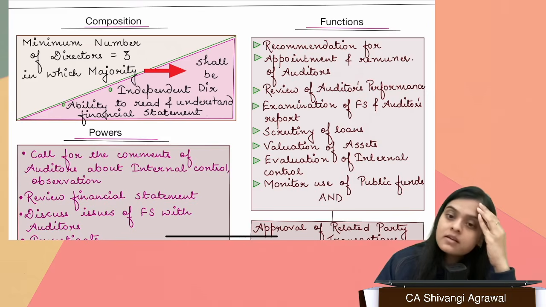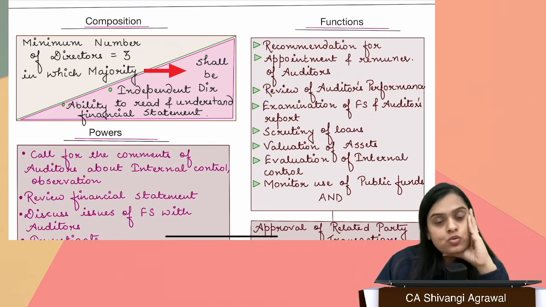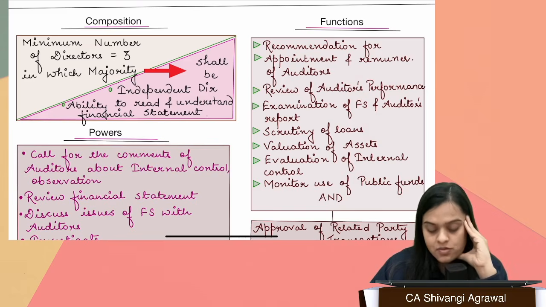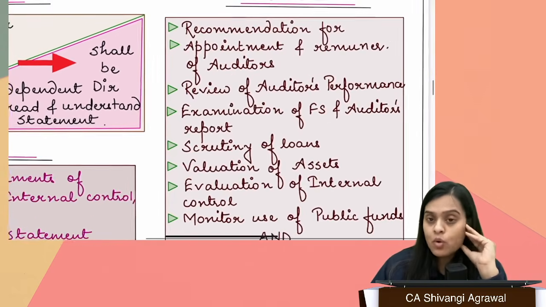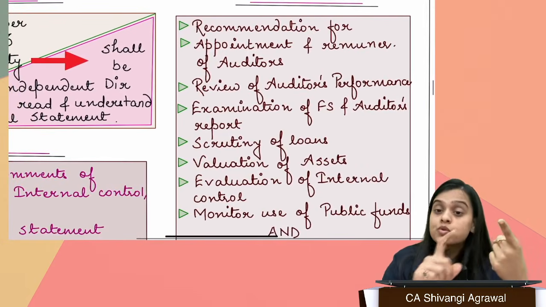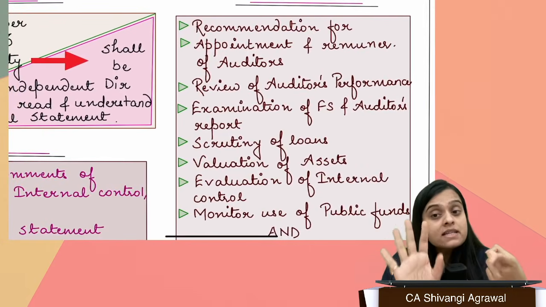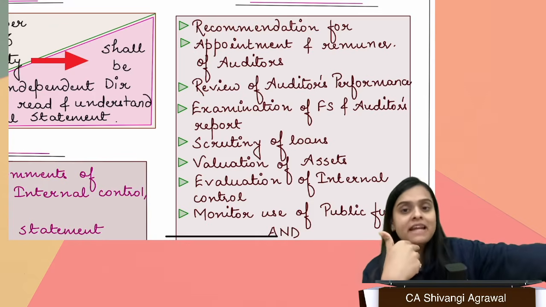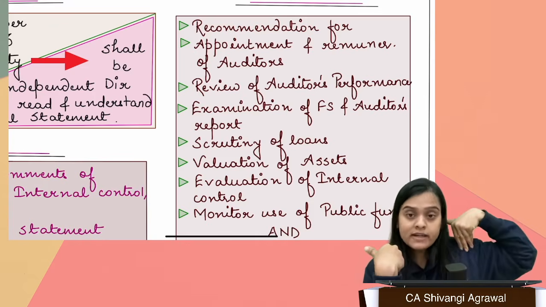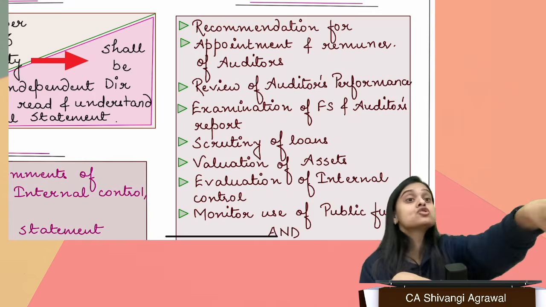Fine. Now what does this audit committee do? The functions or the duties, right? This is important. What are the functions of audit committee? They are going to recommend. The ultimate decision is of the board only. The board may also disagree with the recommendation of the audit committee. So the audit committee is not deciding that this is going to be the auditor.